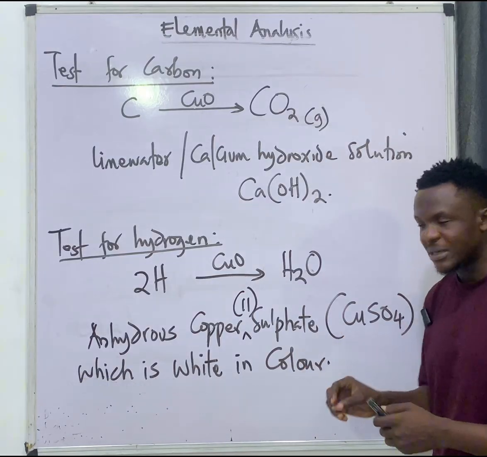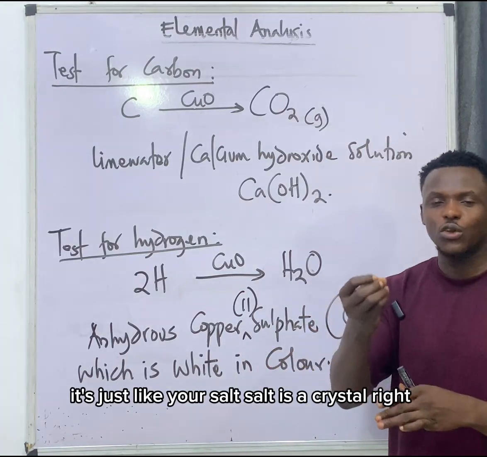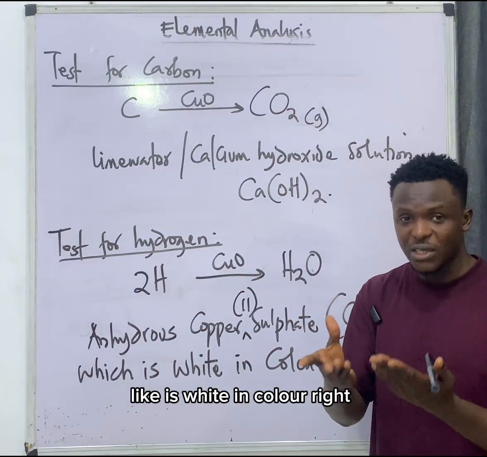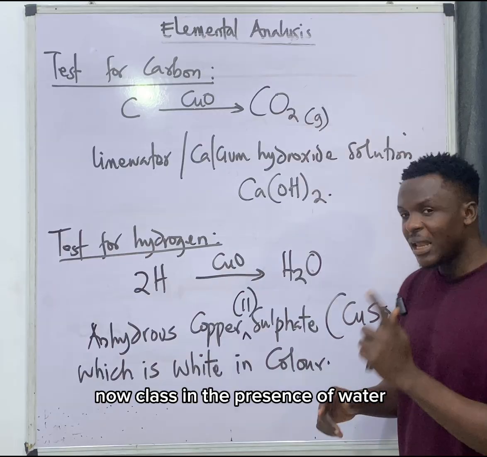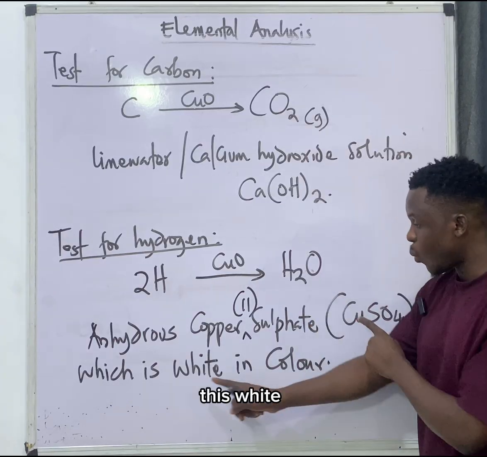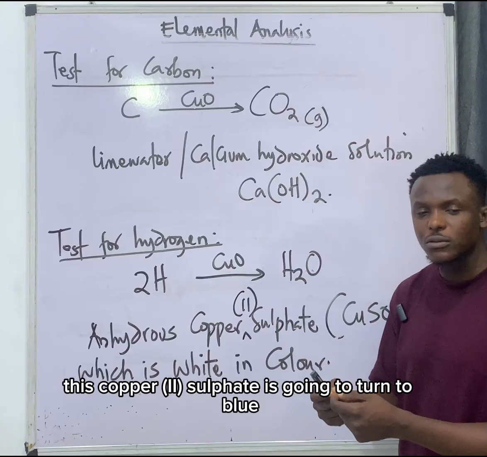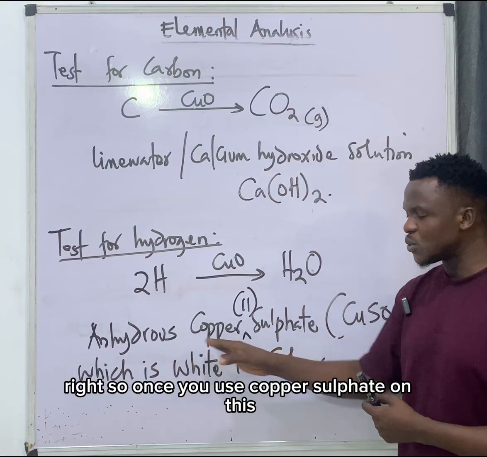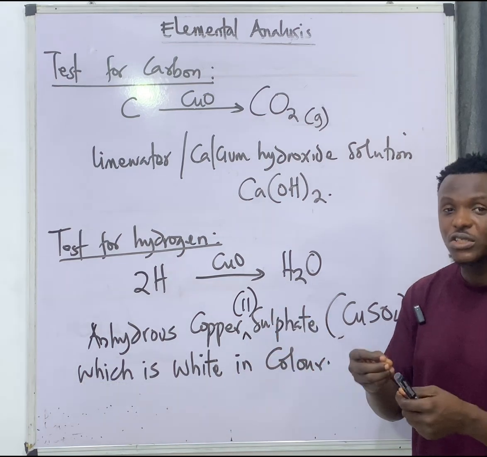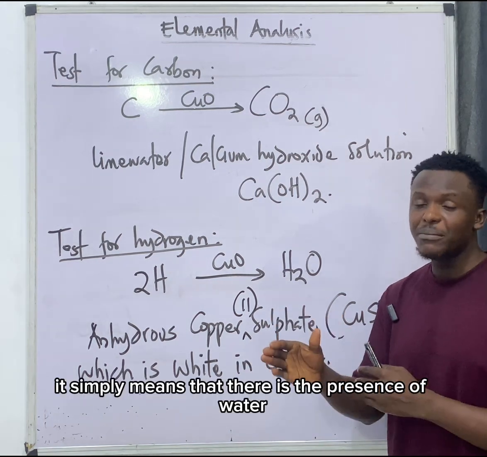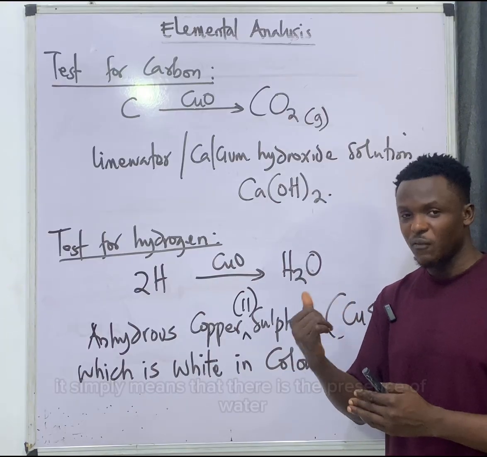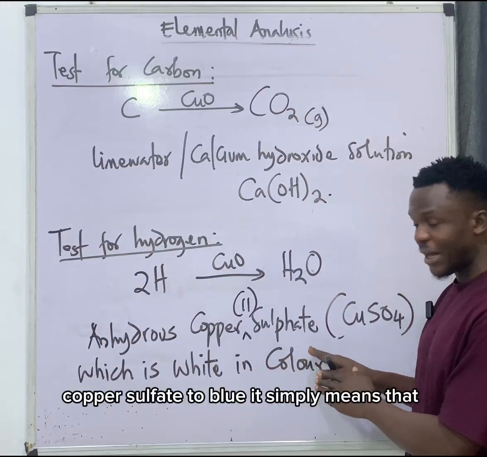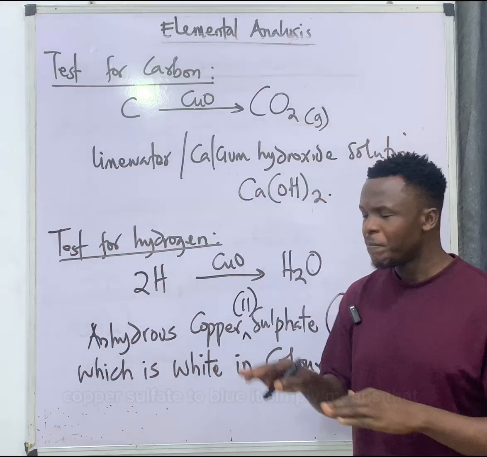So this particular compound, anhydrous means there's no water. It's just like your salt. Salt is a crystal, right? So this copper 2 sulfate is like salt, white in color. Now, class, in the presence of water, this copper 2 sulfate is going to turn blue. So once you use copper 2 sulfate on this, and you see the color changing from white to blue, it simply means that there is the presence of water, because it's only water that will change this from white to blue.